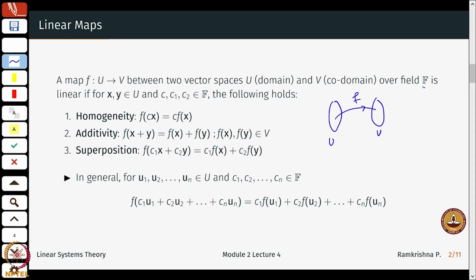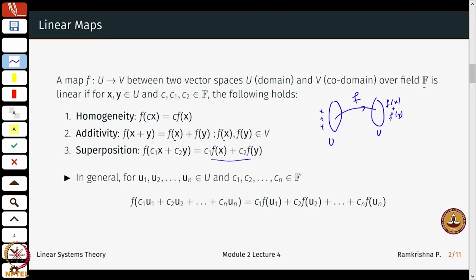So, this map F is linear if and only if the following definitions hold. You have the homogeneity, you have additivity, and the superposition things, right. So, for example, say if x is an element here, f of x is an element over here. So, if you add two elements here, x and y, they will be added in this way, right. So, f of x plus f of y is the same as adding this and this in the codomain space.